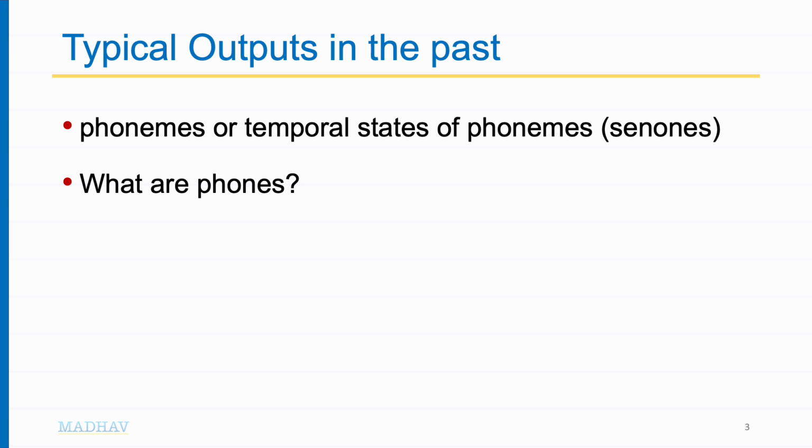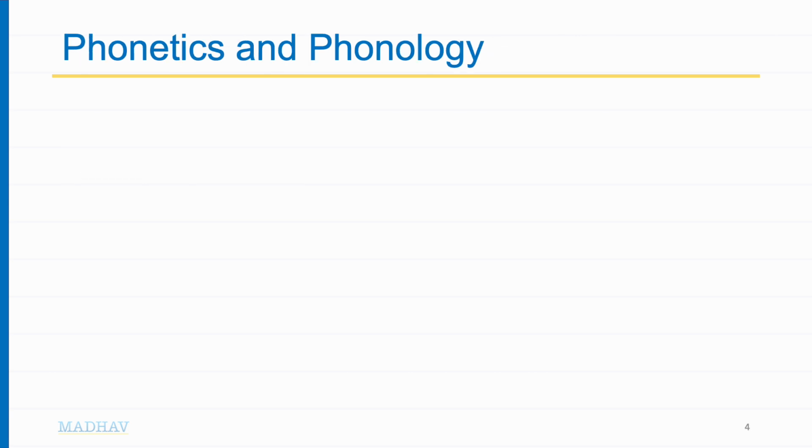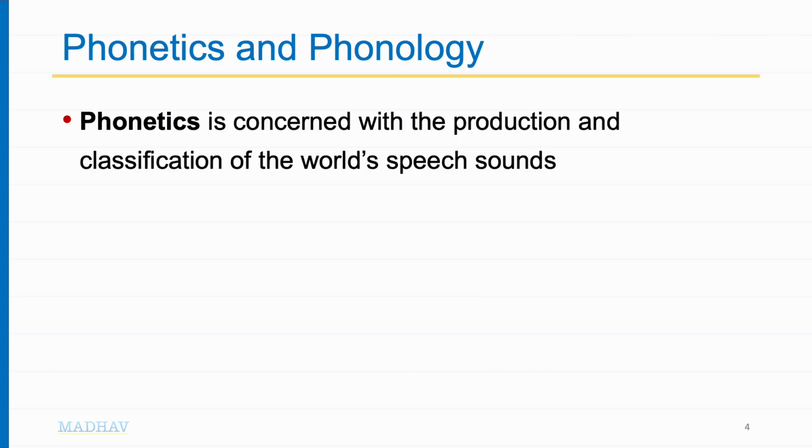Let's say if you take a phoneme, you further model it with an HMM, which will have, let's say, 3 or 5 states. So basically, it is the phoneme. Now, let's see what is a phoneme and what is a phone. The difference comes from the studies of phonetics and phonology. There are two disciplines. One is called phonetics, one is called phonology. So, what is phonetics? Phonetics is concerned with the production and classification of speech sounds, right?